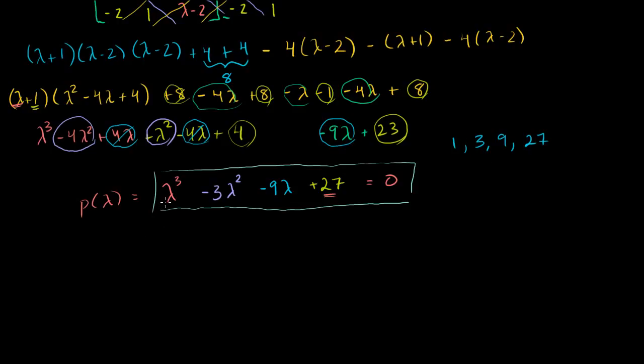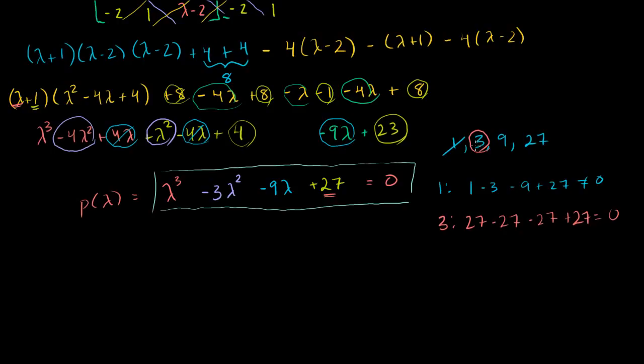Let me try 1. If we try 1, it's 1 minus 3 minus 9 plus 27. That's minus 2, minus 9 is minus 11, plus 27 is 16. That does not equal 0. So 1 is not a root. If we try 3, we get 3 cubed, which is 27, minus 3 times 3 squared, which is minus 3 times 9, which is minus 27, minus 9 times 3, which is minus 27, plus 27. That does equal 0.